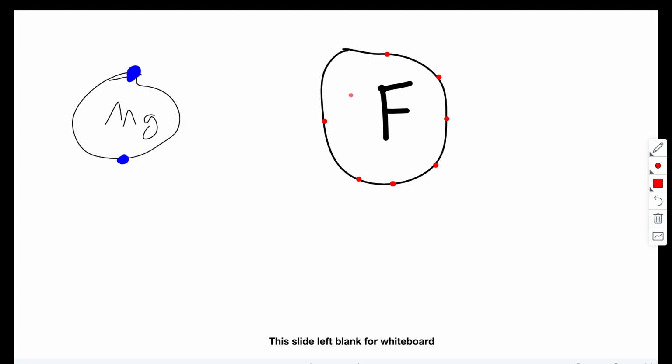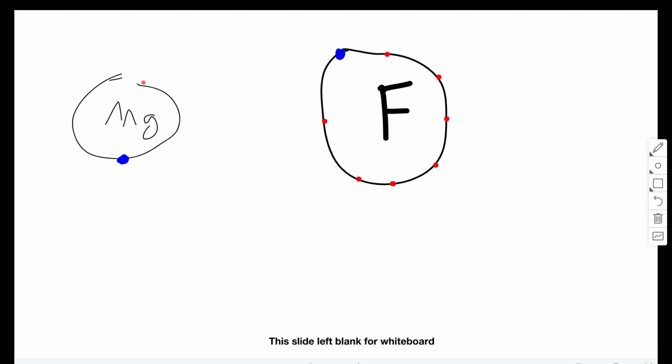And when fluorine meets magnesium, it's going to take magnesium's electron. Okay, it's just going to take it. And now that fluorine has 8 electrons in its outer shell, it's going to be happy and full. Okay, so let's get rid of that first one from magnesium. Okay. So the blue one from magnesium got transferred over here.